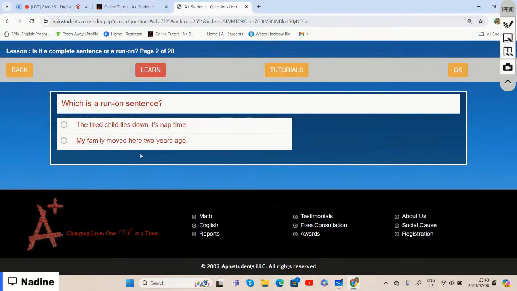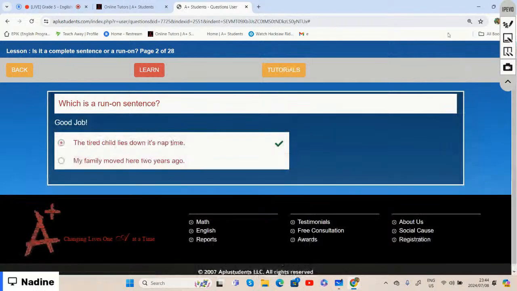All right, so if we are going to fix our run-on sentence, we're going to choose option one. Well done. It says, "My tired child lies down, it's nap time." If we fix that run-on sentence, the first sentence is "My tired child lies down," period, and the second sentence starts with a capital letter: "It's nap time," period. Option one is correct.